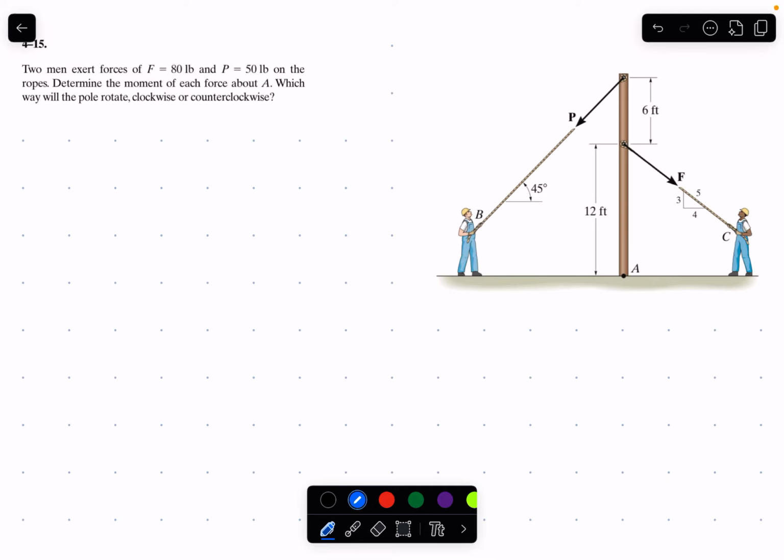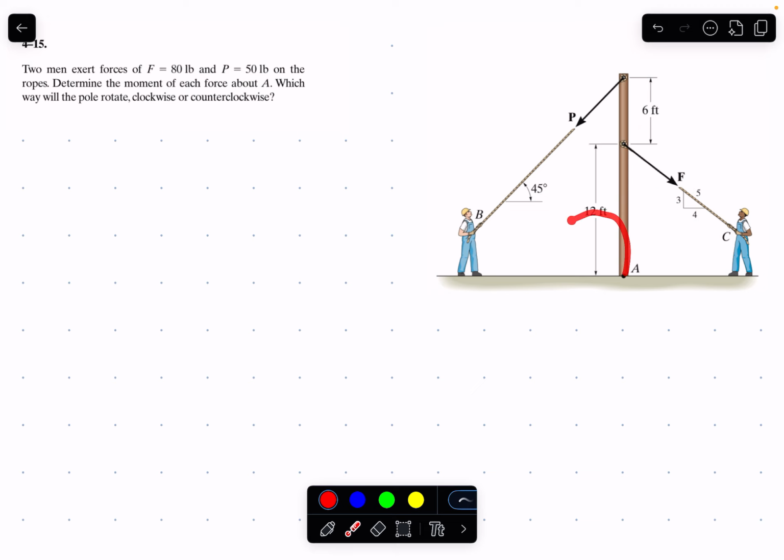Two men exert forces of F and P on the ropes. Determine the moment of each force about A. Which way will the pole rotate, clockwise or counterclockwise? So instead of the usual equilibrium problem, this will be in motion. This will be rotating in some direction, and we're trying to see which moment created by either F or P will be greater. The greater moment will determine whether it rotates clockwise or counterclockwise.